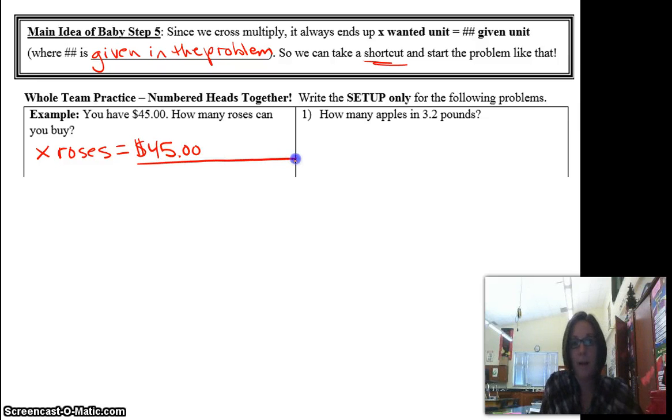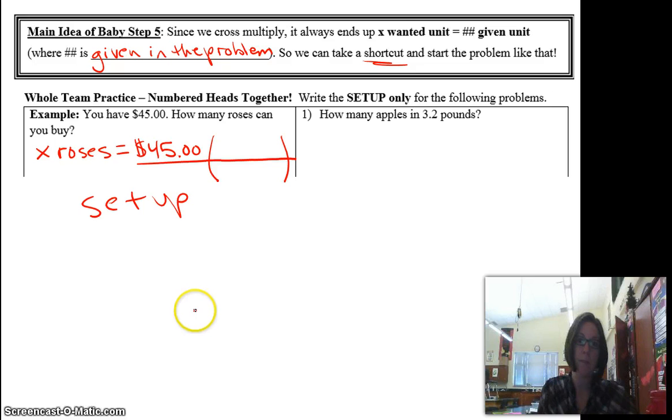So we know what would happen next is there would be some sort of a ratio that would go in here. Maybe if we knew the cost per rose, that would go in here. You don't have it, so you can't solve it. But this right here is what's called the setup for dimensional analysis, and now you're ready to use baby steps 1 through 4 to finish a problem if you had all the information.